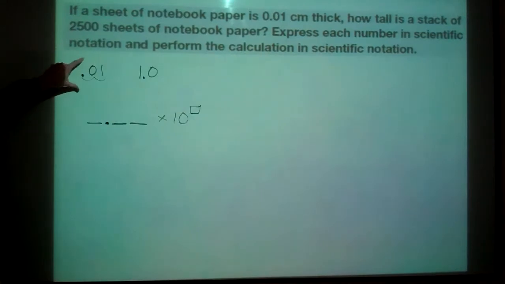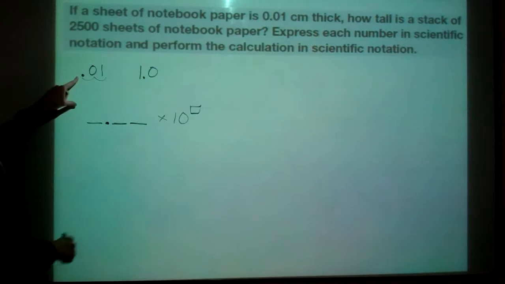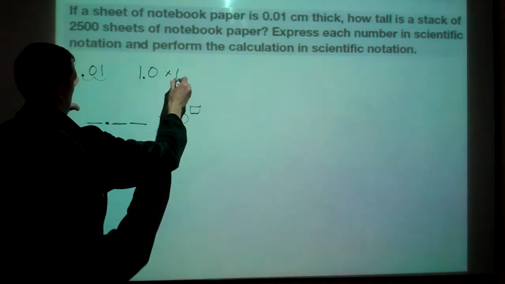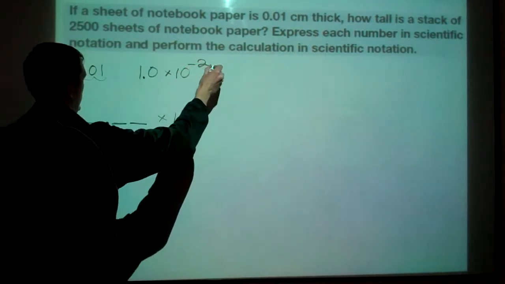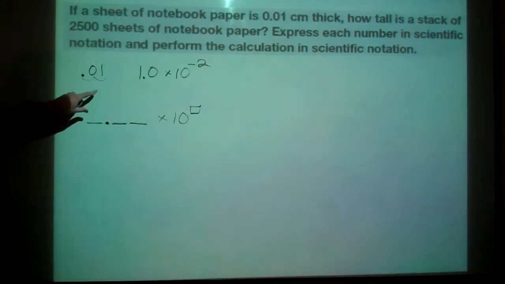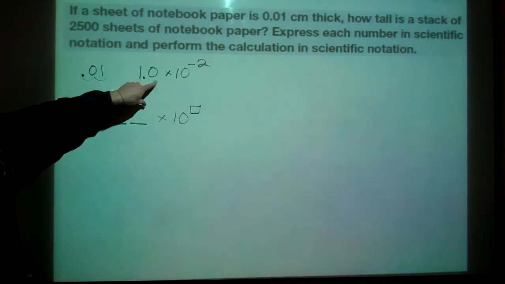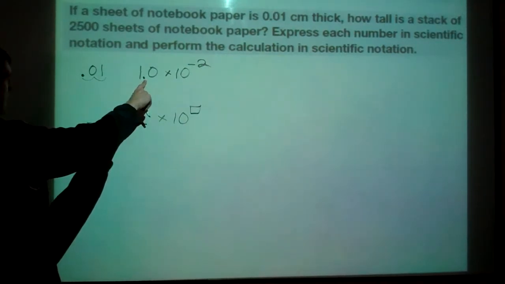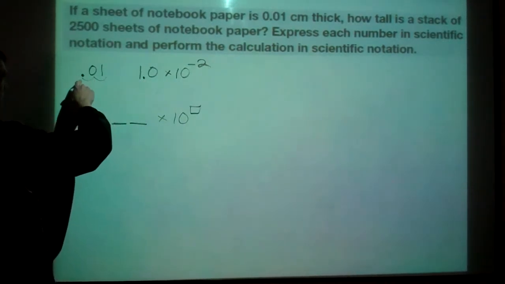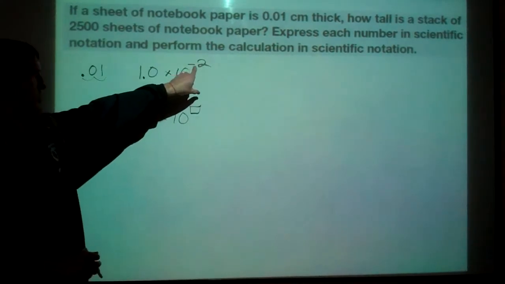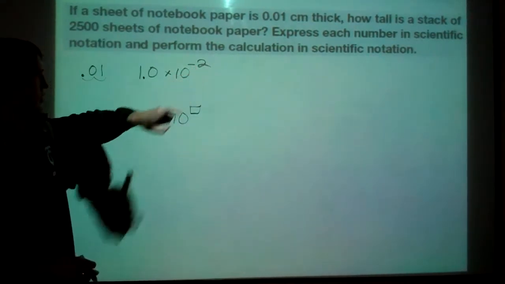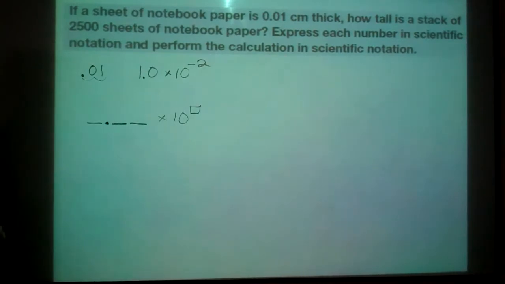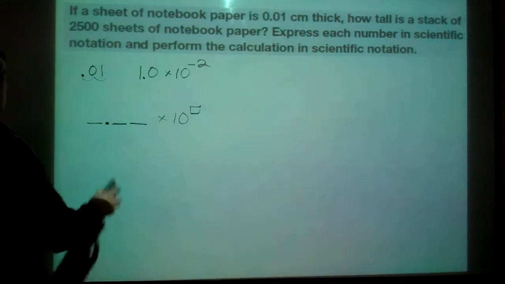And it is a small number, so we're going to have a negative exponent. It's going to be times 10 to the negative 2. Because in order to get this back to this, we would take our decimal and move it 2 spots to the left. 1, 2. Remember, that's what the negative indicates for the negative exponent when multiplying by powers of 10. So that should be reviewed for us.